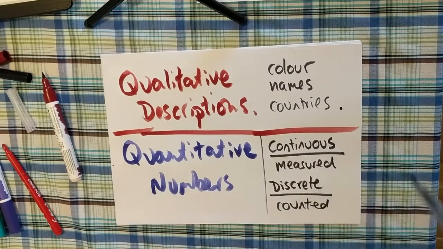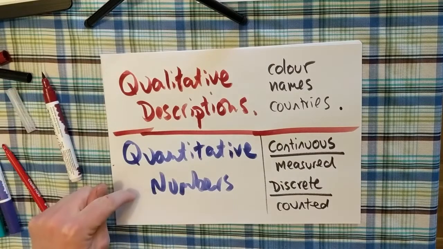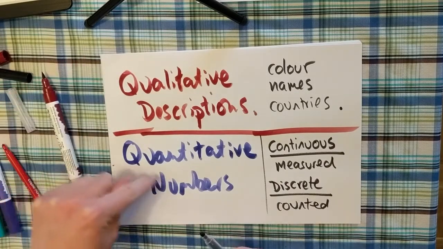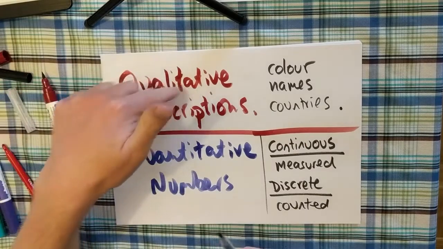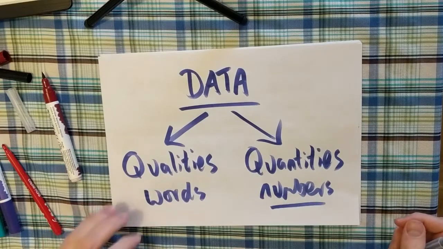Continuous and discrete is something we're going to talk about more. But the first thing to do is to split data into these two different things. Things which are either words or numbers. And those are qualitative or quantitative. And that comes from the word quantity, and that comes from the word quality. So we're splitting them into those two different groups.